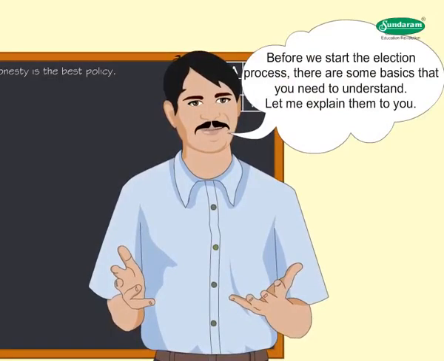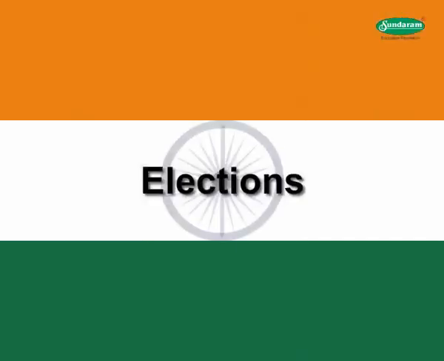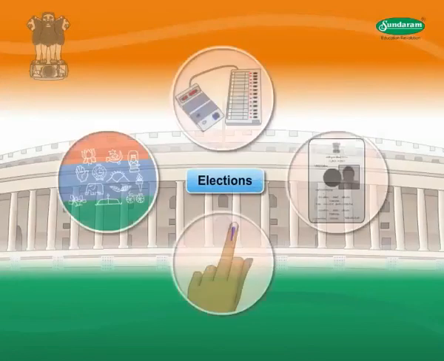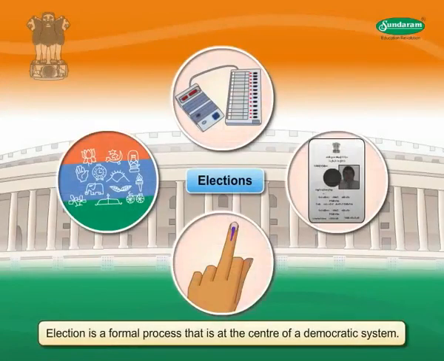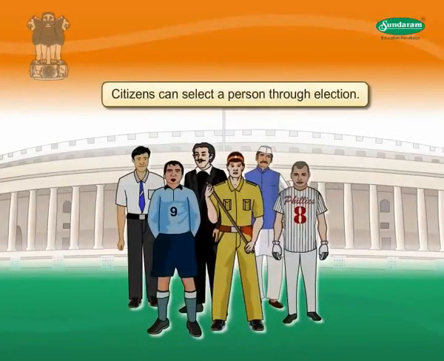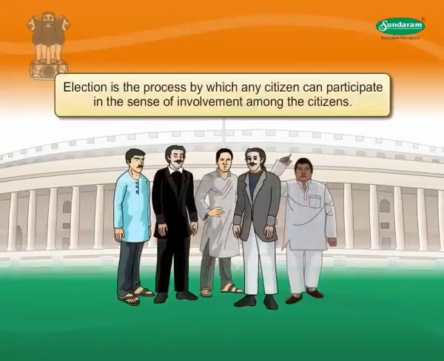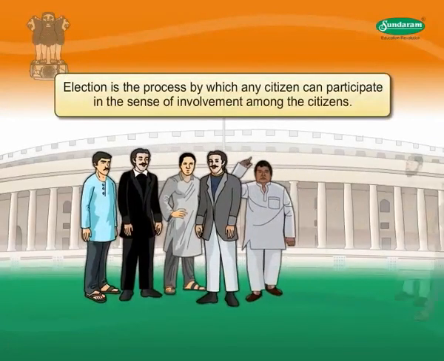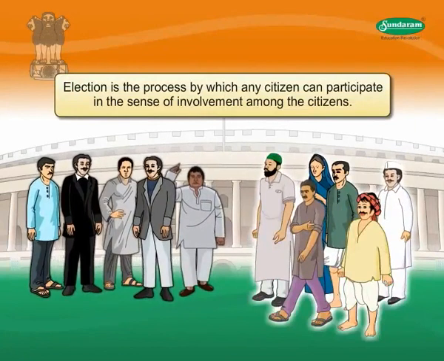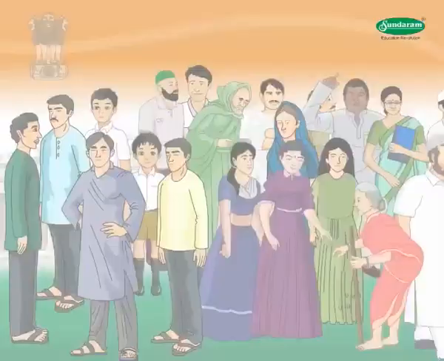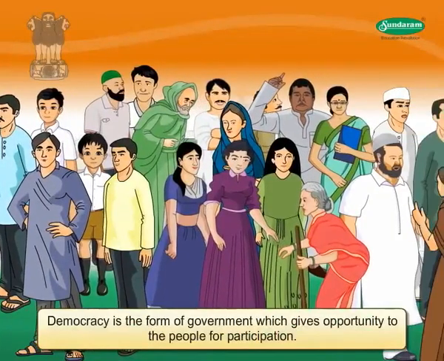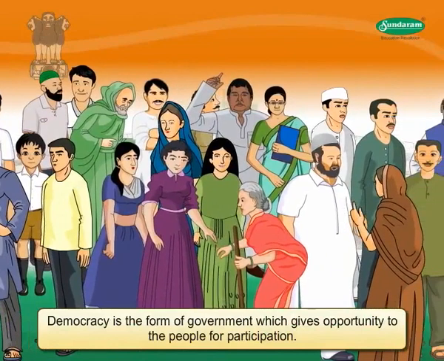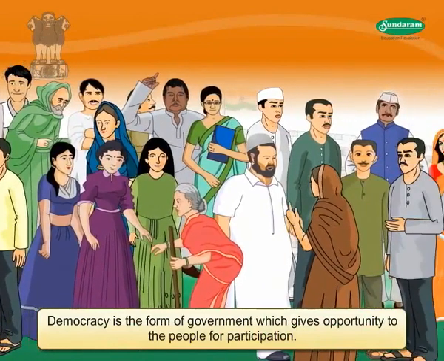The electoral process. Elections. Election is a formal process that is at the center of a democratic system. Citizens can select a person through election. Election is the process by which any citizen can participate, creating a sense of involvement among the citizens. Democracy is the form of government which gives opportunity to the people for participation.